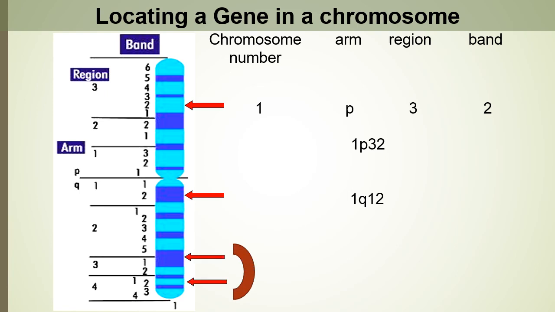To designate a particular location in a chromosome, here in the image, we write 1q31.2. Since it is located in the Q arm of chromosome number 1, the region is 3 and the band is 1, with subband number 2.